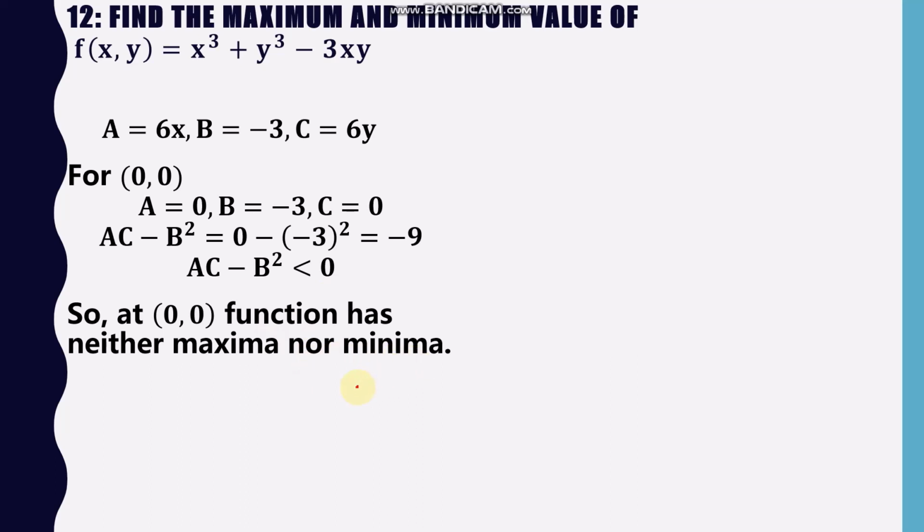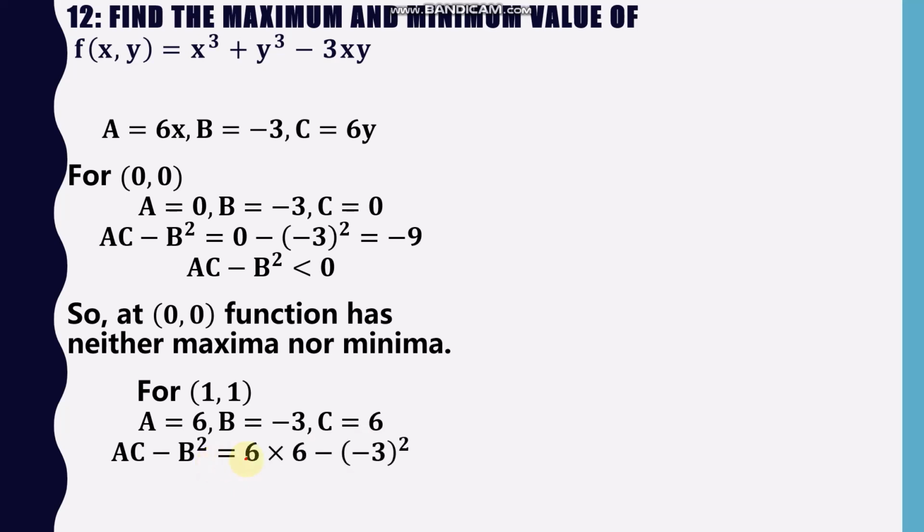Now we'll evaluate for 1, 1. For 1, 1 means x is 1 and y is 1. For 1, 1, a is 6, b is minus 3 and c is 6. We'll find out ac minus b square again. So ac minus b square is coming out to be 27: 6 multiplied by 6 minus 3 squared. So it's 36 minus 9, which is 27. So 27 is greater than 0.